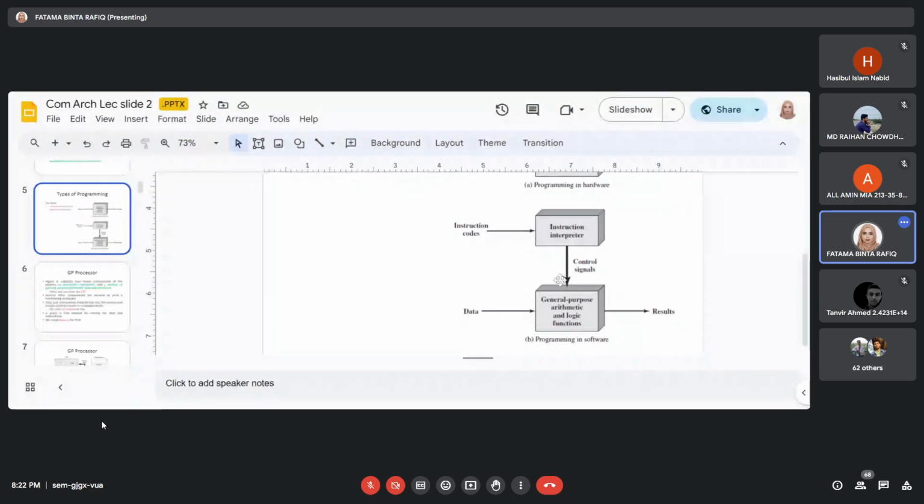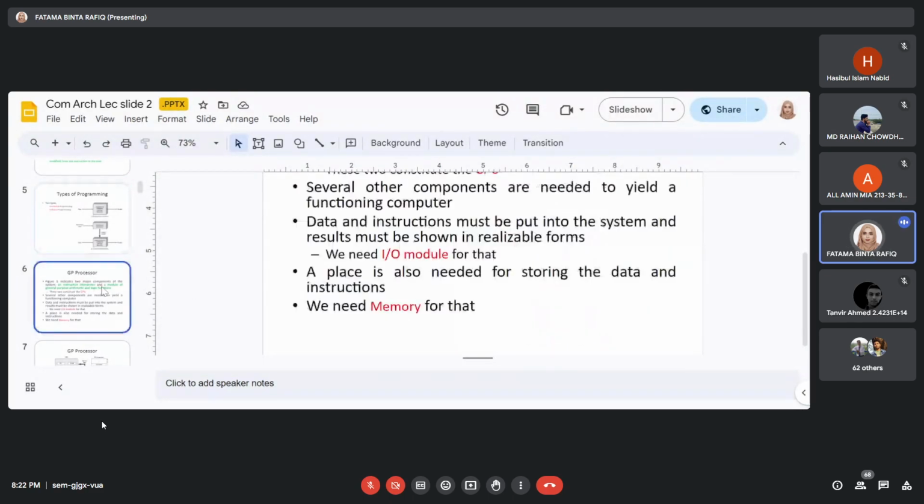So next the control signal will go to the general purpose ALU function, and then the data will be provided in the runnable code, and the result will be generated, just like we compile our regular programming language. That's the high level programming language or software programming language.